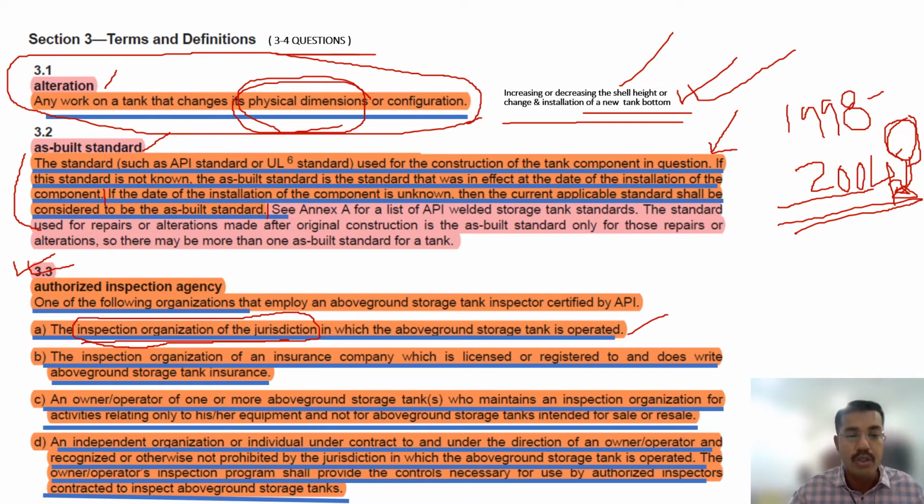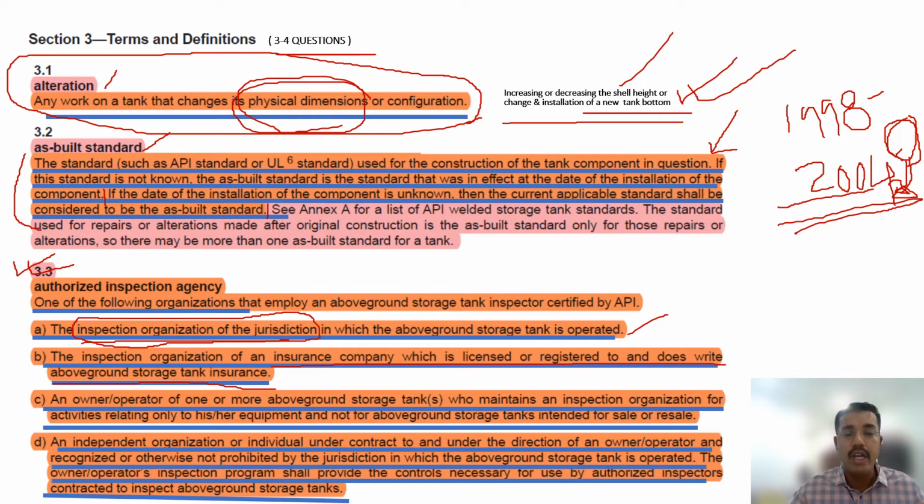Second, the inspection organization of an insurance company which is licensed or registered to and does write above ground storage tank insurance. If the inspection organization of any insurance company is licensed or registered and does write above ground storage tank insurance, they can also be the authorized inspection agency.